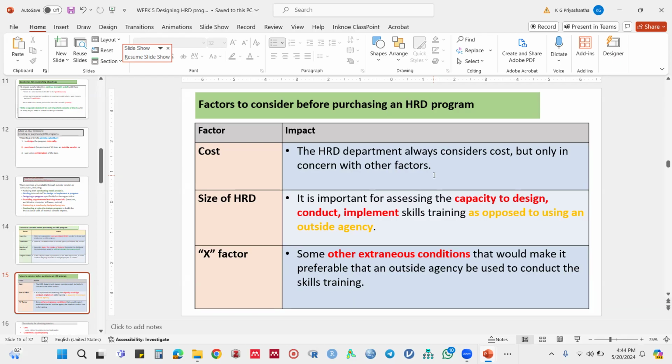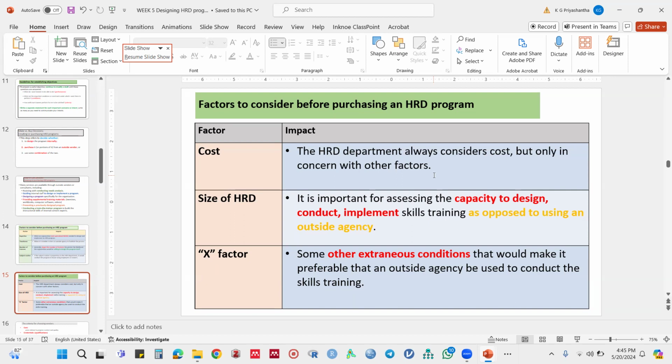The next factor, other factors, some other extraneous conditions that would make it preferable that an outside agency be used to conduct the skill training, right? So there may be certain other extraneous factors that ultimately determine. We can't directly point out which factor it is. Sometimes some other factors may affect whether the training program needs to be conducted inside or outside. Suppose, for example, COVID-19.